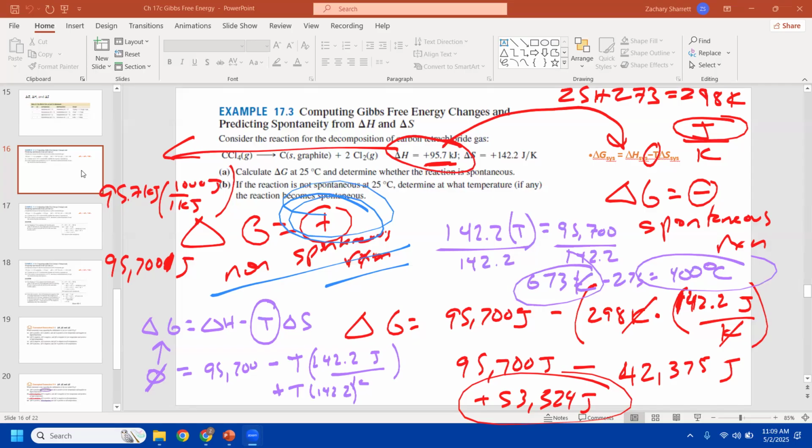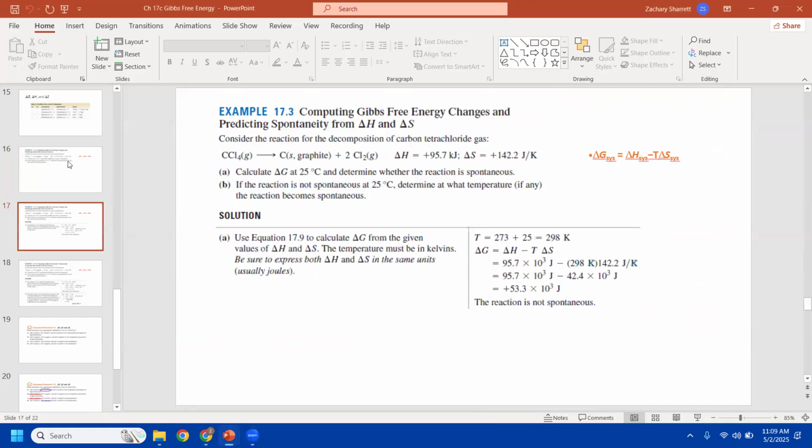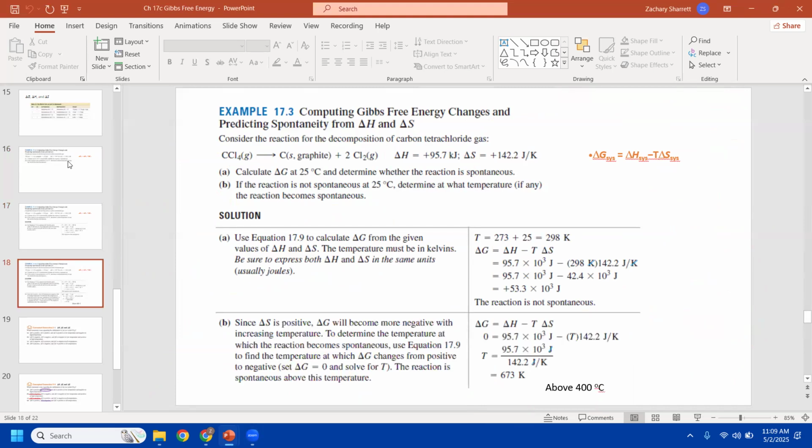What was our answer? 53,000. Hold on. 53.3 times 10 to the third is 53,000. 673 Kelvin. So we'd have to get above 400 degrees Celsius to get that. Everybody see how we do these problems?